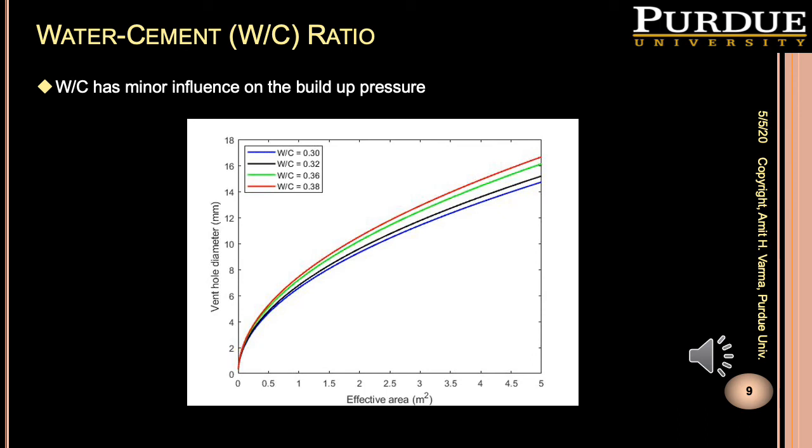One of the parameters that we may need to consider in the design of vent holes is the variation with a change in the water cement ratio. The figure shows that the vent hole diameter requirements do not change significantly with the change in water cement ratio, because the water cement ratio has a minor influence on the pressure buildup inside the concrete.